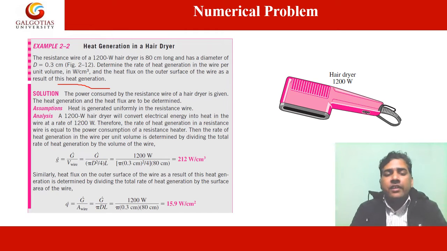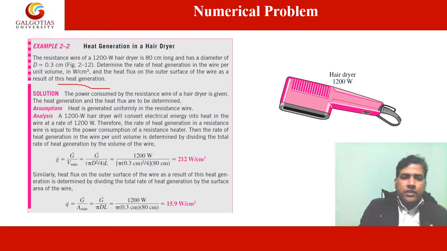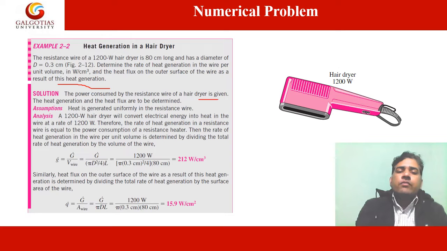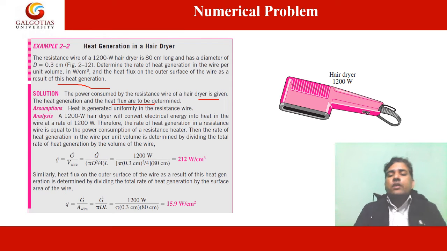Okay, there is a hair dryer, and the power of the hair dryer is 1200 watt, and we have to find the rate of heat generation per unit volume, and also the heat flux on the outer surface of the wire as a result of this heat generation. Okay, so as you can see, the power consumed by the resistance wire in the dryer is already given to us, and the heat generation and the heat flux are to be determined.